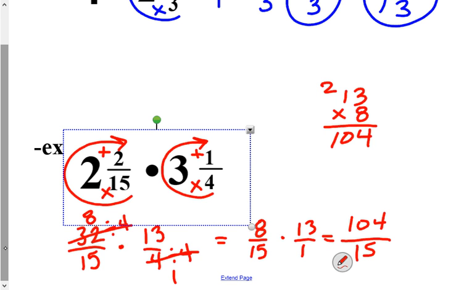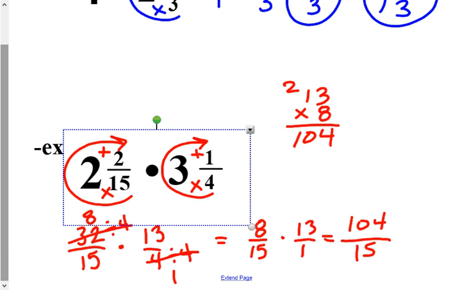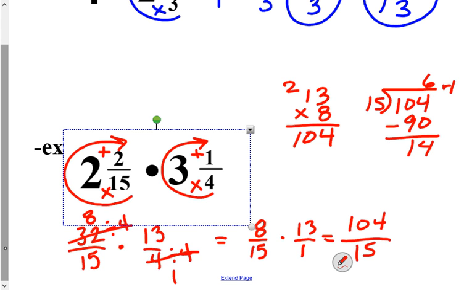So then I would need to do 104 divided by 15. Which, when I do that, I'm going to get 6 remainder 14. So that's going to give me 6 14/15. So my answer is 104/15, or 6 14/15.